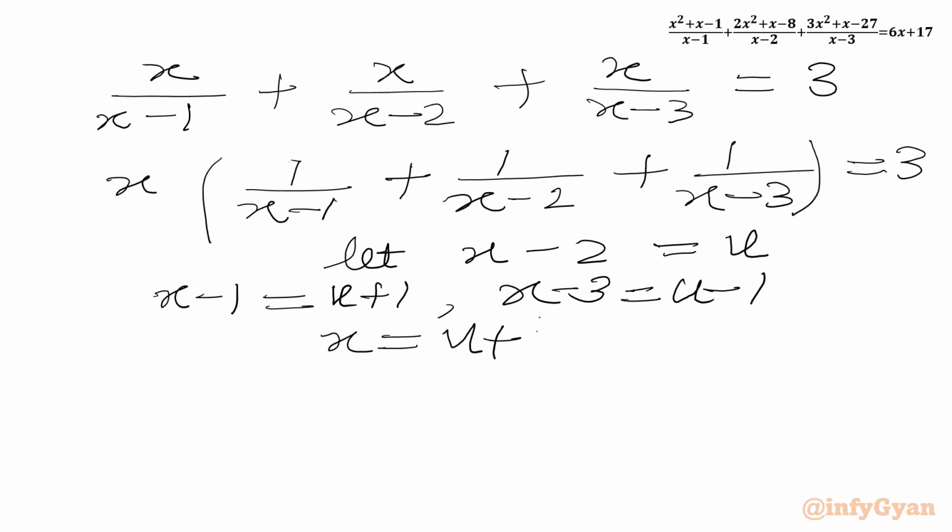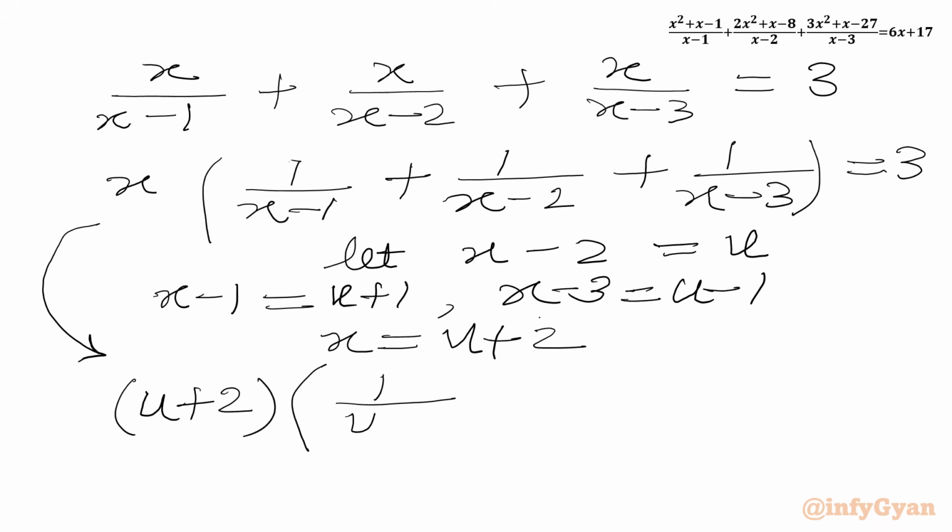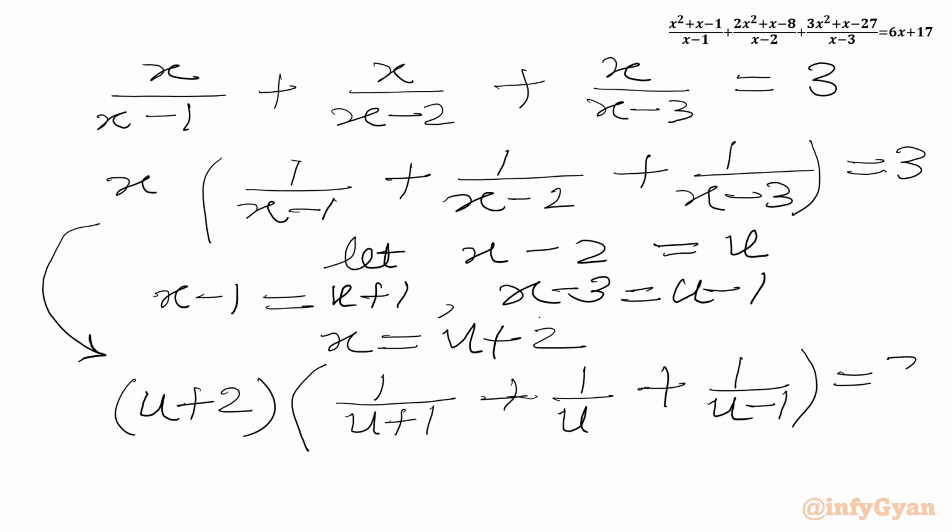So let us convert our equation in variable u. We will get u plus 2 in other bracket 1 over x minus 1. There we will be writing 1 over u plus 1, plus 1 over x minus 2, which is our substitution, 1 over u, we will write plus 1 over x minus 3. We'll write 1 over u minus 1. And in RHS we have 3.